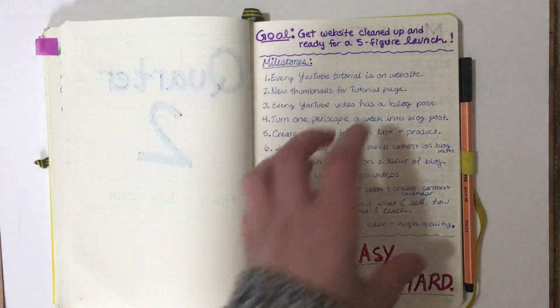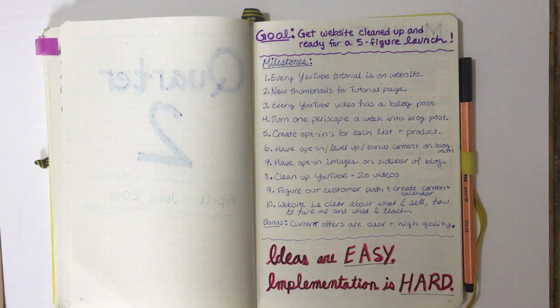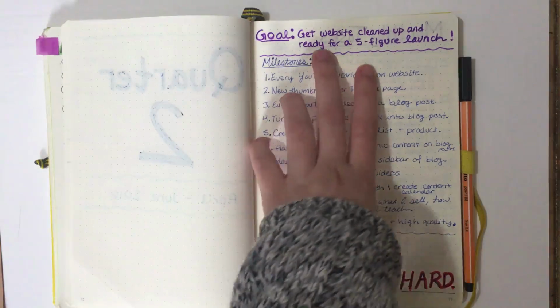But that's just for me, like my overarching why. Like, why am I doing all this stuff? Why am I working on my business this month? And so that's for me how I write my goal.